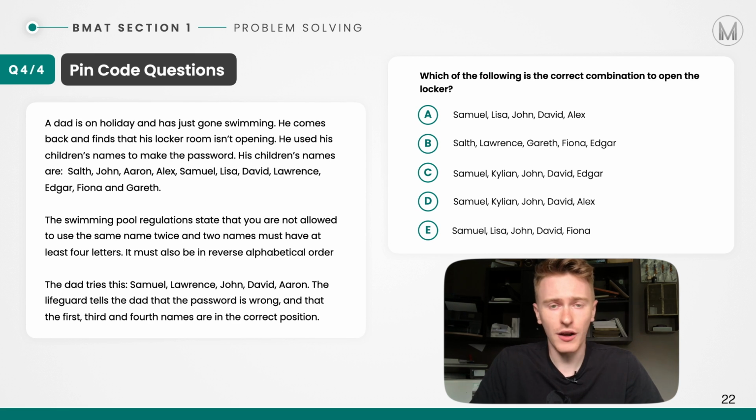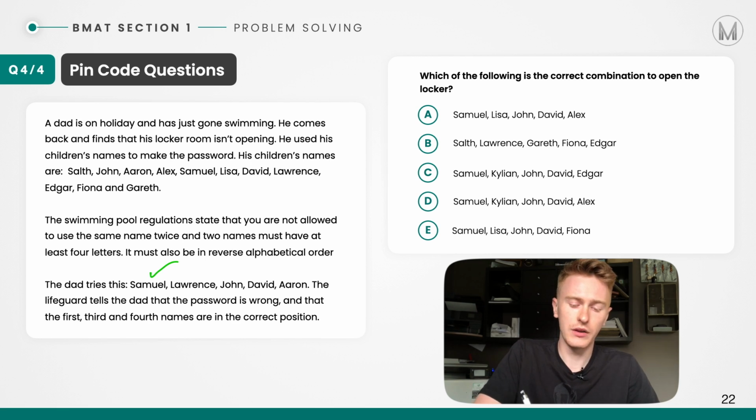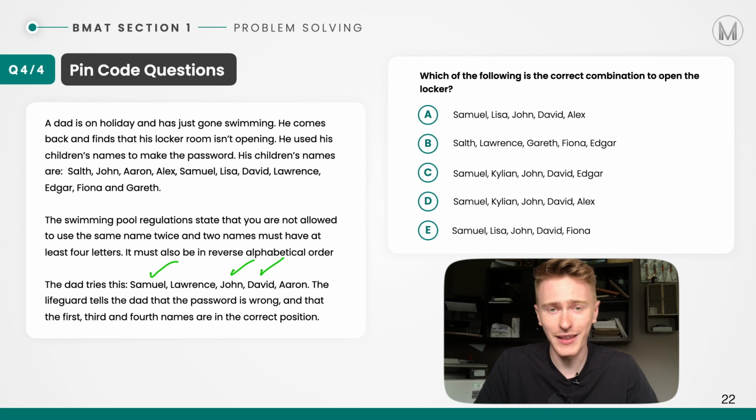However, we're told that he's tried a combination: Samuel, Lawrence, John, David and Aaron, and we know that they're meant to be in reverse alphabetical order. The lifeguard then tells the dad that the password is wrong, but the first, fourth and third names are in the correct position. So we know that Samuel is correct, we know that John is correct, and we know that David is correct. Now, don't ask me why the lifeguard knows this, but for some reason he does.